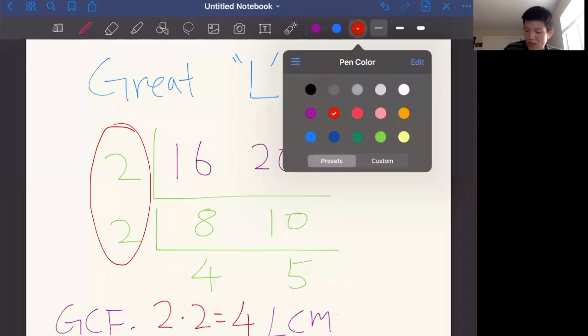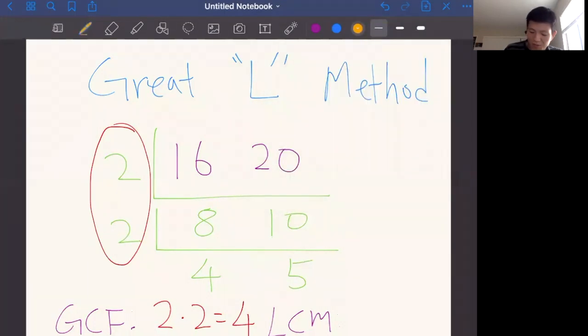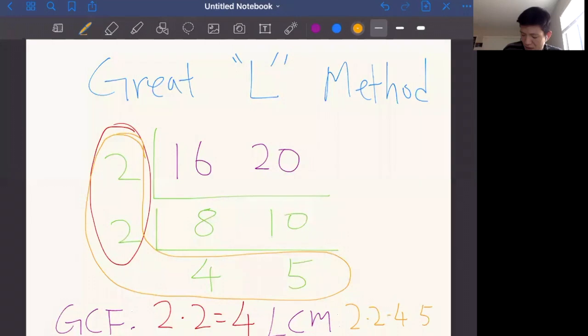Then what about LCM? Let me use also another color here. For LCM, you take a look at all the numbers that are on the left and on the bottom, like this. Then we have 2 times 2 times 4 times 5, okay? What is 2 times 2 times 4 times 5? Well, 2 times 2 is 4. 4 times 4 is 16, right? 16 times 5 is 80, okay? So the LCM, least common multiple, of 16 and 20 is equal to 80, okay?